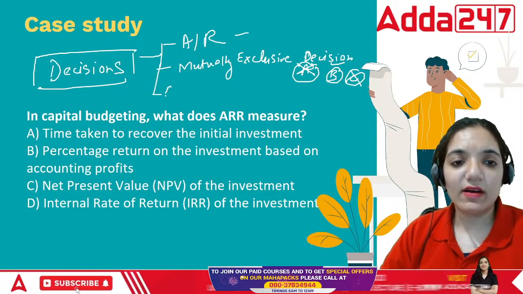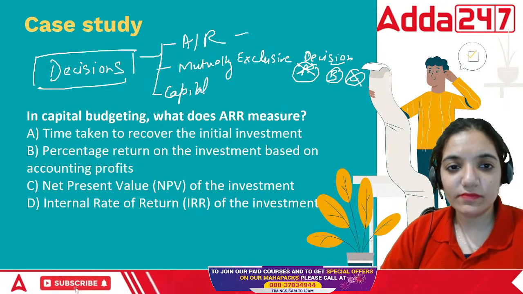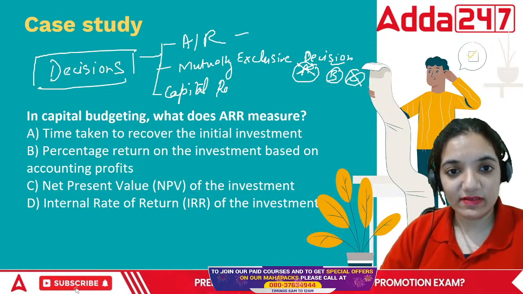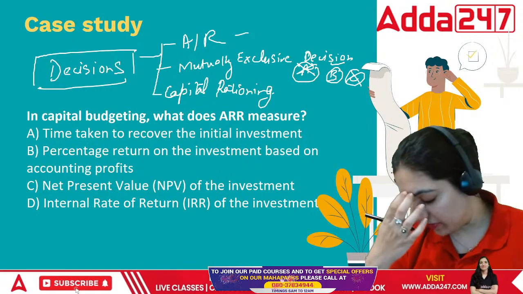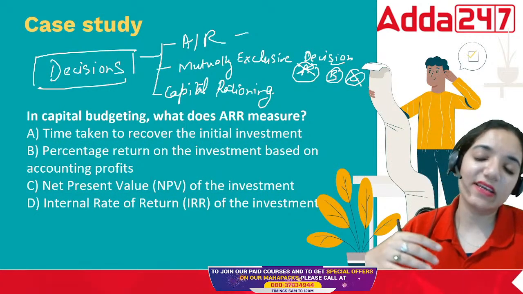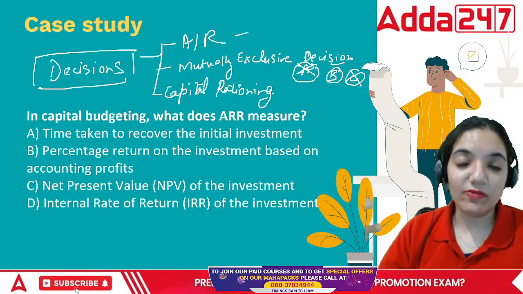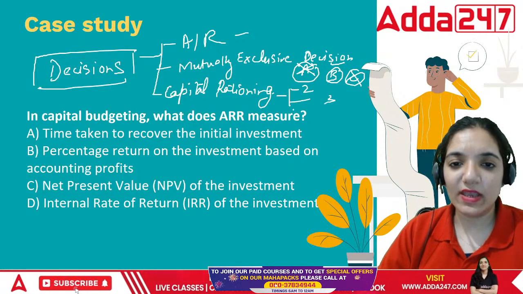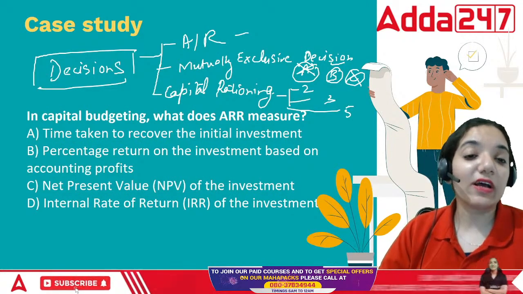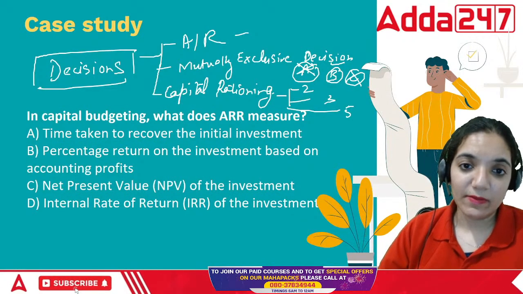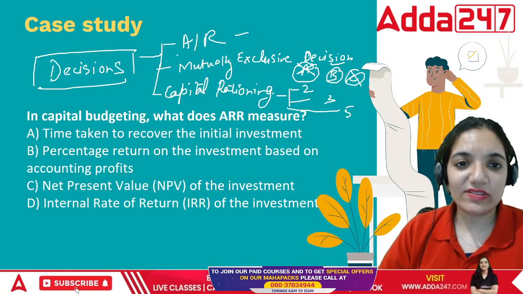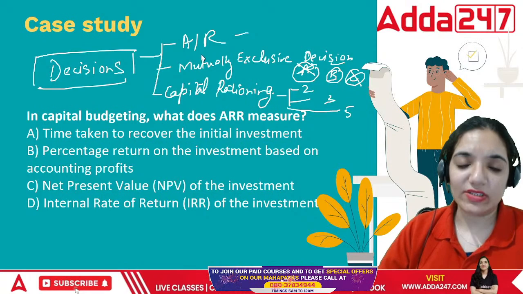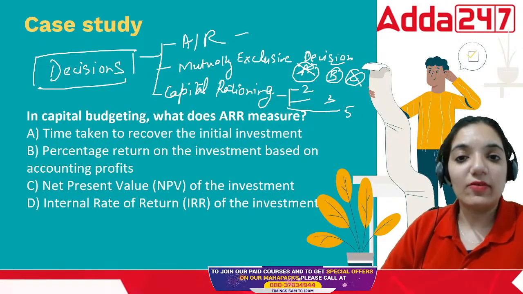Last is capital rationing. The allocation is there. In terms of capital rationing, we allocate the funds. How do we allocate the funds? Matlab, if I have 10 crore, I can put 2 here, 3 here, and the remaining 5 can be given to the last one, which gives the maximum return. Hai na? That is capital rationing. So this is called the decisions under capital budgeting. Okay, now let's move on to the question.